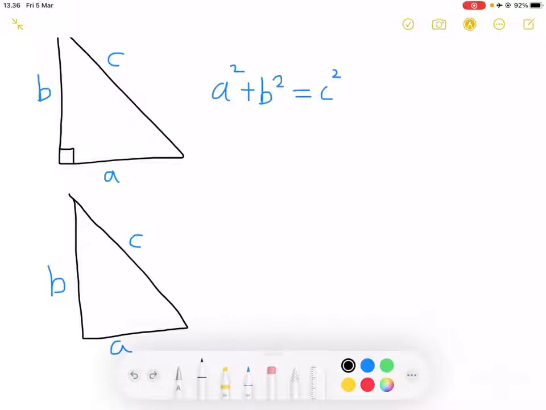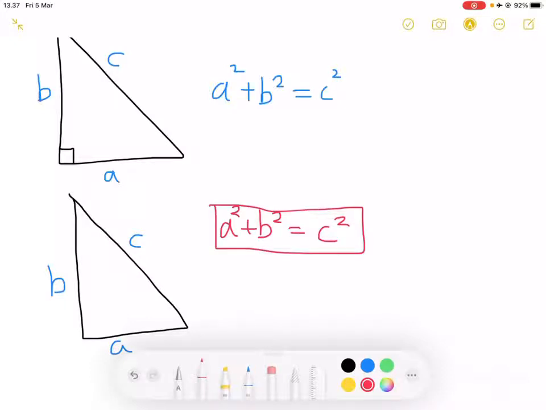So the converse of this theorem states as so. If the side lengths satisfy that A squared plus B squared, where A and B are the smaller sides, keep in mind that, equals C squared, which is the length of the largest side of this triangle. If these sides satisfy this formula, then it is in fact a right angle triangle.